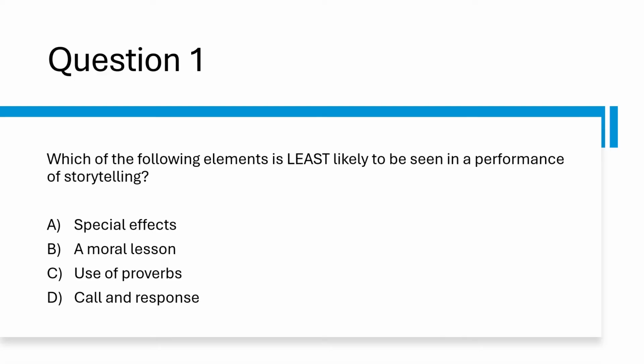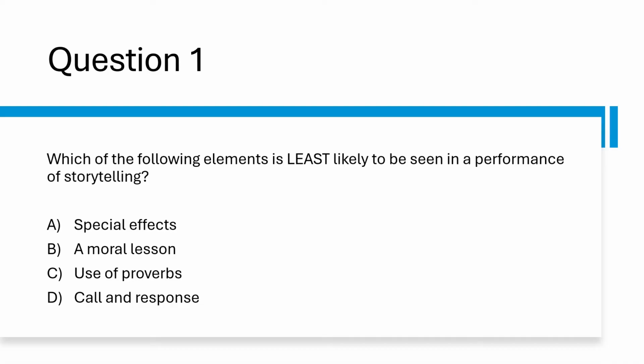Now almost every story comes with a moral lesson, it goes without saying. So we know that we can take out B and C to know that those are not the answer, and so we are left with A and D. Now with storytelling, it is very interactive, and one way of keeping interaction in storytelling is to use the call and response. So the storyteller does the call and the audience will respond. So that eliminates D. And so we are down to A, special effects.